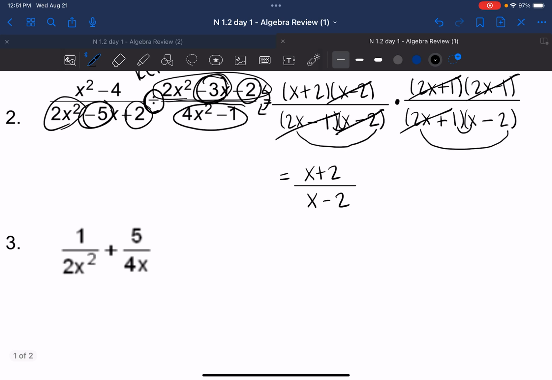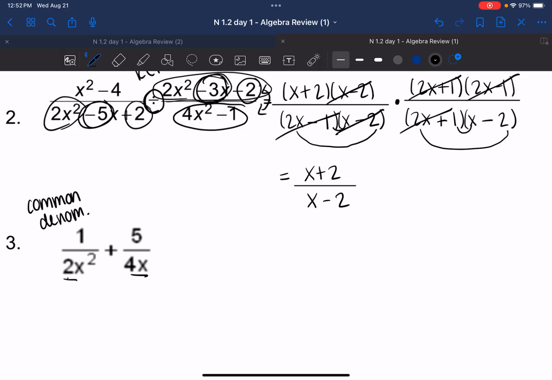All right, let's look at example number 3. On number 3, we are being asked to add these fractions, and remember, if we are going to add or subtract fractions, you have to have a common denominator. So, I need to figure out how I can make these denominators the same.